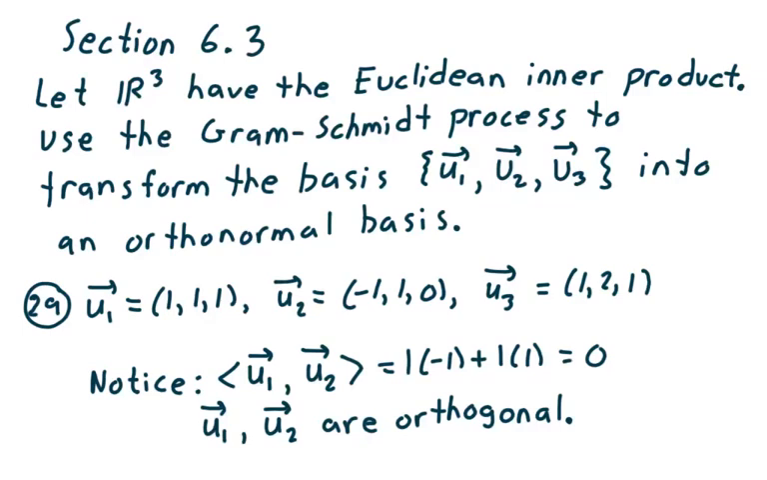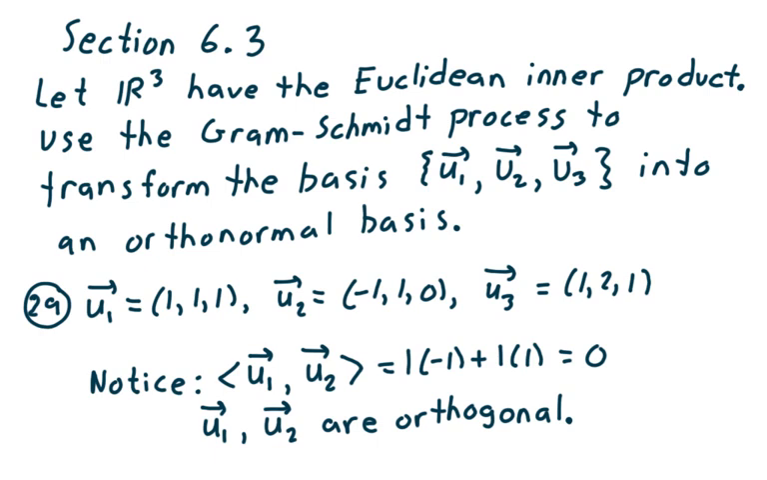This is a video from section 6.3 in linear algebra. Let R3 have the Euclidean inner product. Use the Gram-Schmidt process to transform the basis U1, U2, U3 into an orthonormal basis. Let's take a look at 29.